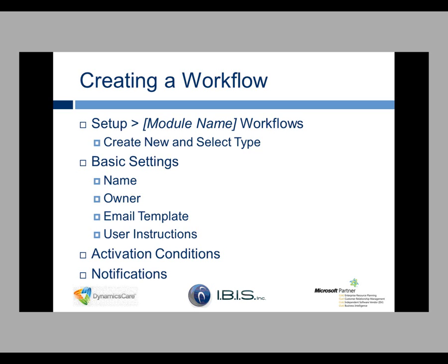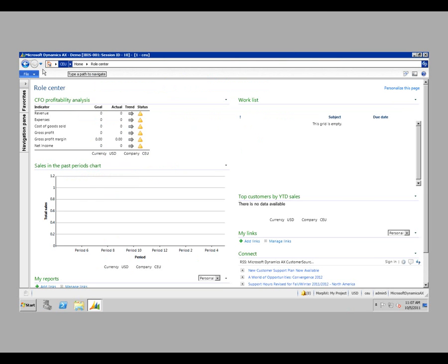From there you create a new one, and you select the type, which is basically a template, and then you define a name, an owner, email template, user instructions, some conditions and notifications, and this makes more sense when I show you, so we'll do that. So I'm going to show you an example of an expense report workflow.